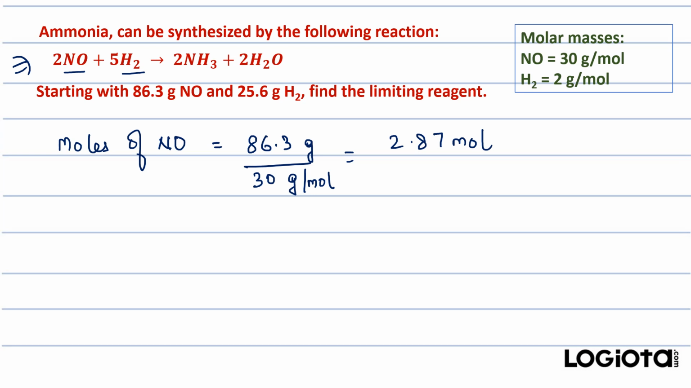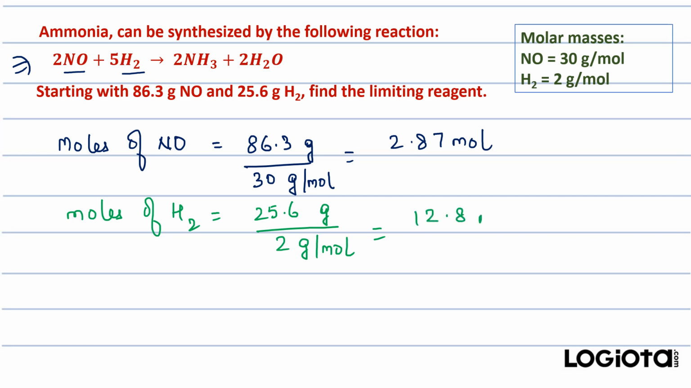Okay, now let's calculate the moles for hydrogen. You are given 25.6 grams of hydrogen, and the molar mass of hydrogen is 2 grams per mole. So when you calculate it, you will get an answer of 12.8 moles.